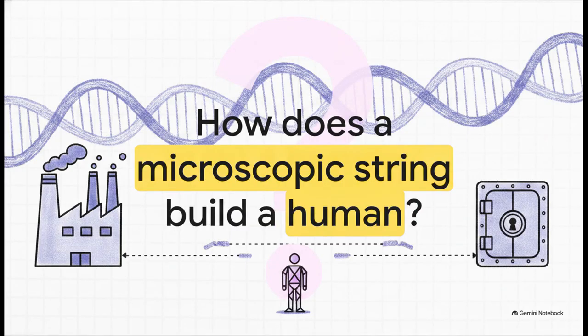Seriously, think about it for a second. How does a microscopic string of chemicals actually build a human? Well, to wrap our heads around this, I want you to imagine your body cells as these massive, bustling manufacturing factories. These factories are working 24/7 trying to build incredibly complex products, but there's a catch. The master blueprint for those products is locked away inside a highly secure vault. So how on earth do the instructions get from that secure vault down to the factory floor to actually build the machinery of life? Well, that's exactly what we're going to unpack today.